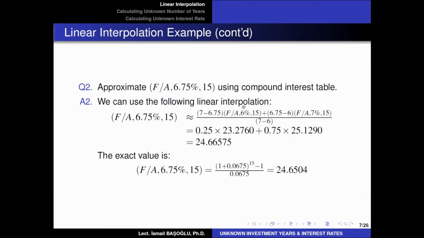So at 6%, the compound amount factor will be multiplied with the distance between 7 and 6.75. And at 7%, we are going to multiply it with 6.75 minus 6. And we are going to divide this by the total distance between 7 and 6%. And the result will be simple to calculate. So the values that we were looking for were 23.27 and 25.12. And the result will be approximately 24.66. And the actual result by the formula is 24.65.